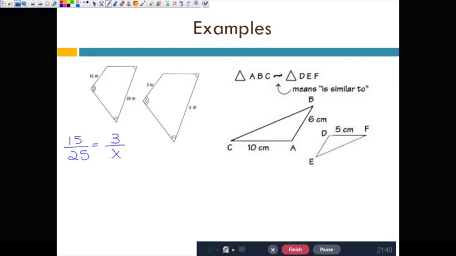So now I'm going to multiply 15 times x and get 15x. 25 times 3 and get 75. Divide by 15. Divide by 15. And what do I get? What does x equal? 5. Yep. 5 meters.